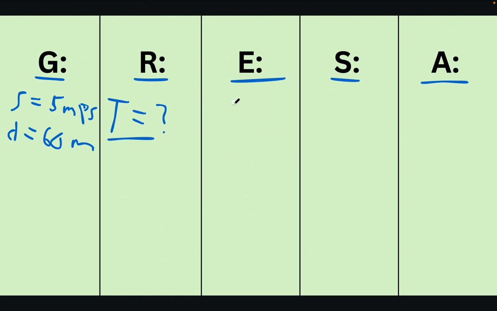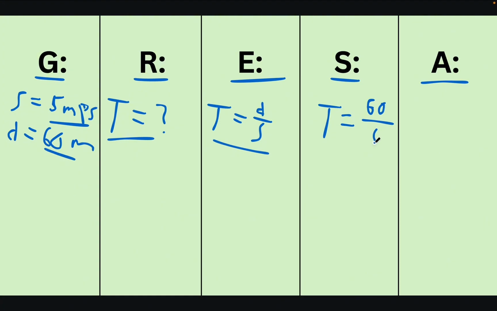Now, let's move on to the equation. The equation asks for the formula that we're going to use to solve this problem. For time, that formula is going to be distance over speed. So we're going to write that down. Then in solution, we take that formula and we substitute its real numbers. We know that the distance is 60 meters, so we put here 60. And we know here that the speed is 5 meters per second, so we put here 5. And then we solve it. T is equal to 12. And then we put the unit of measurement into the answer. So we put here T is equal to 12 seconds.